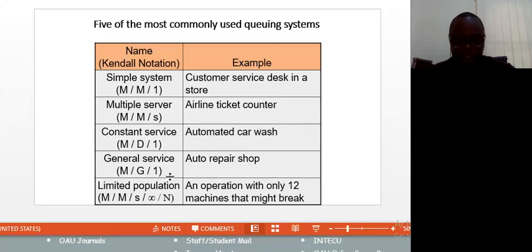Then we also have the general service, denoted by MG1, a single server. An example is the auto repair shop.